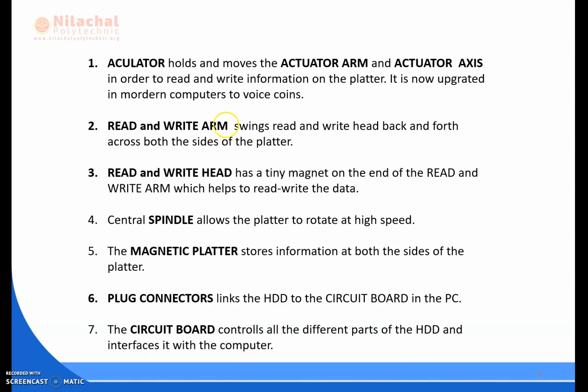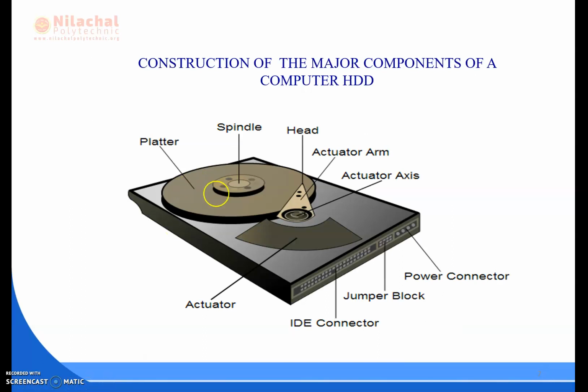So we have already discussed the read-write arm and read-write head. Next we will see what a spindle is. As I have already told in this image, the spindle is something that holds all the platters, and the spindle motor at the end rotates the platter so that the read and write head can read or write digital information all over the platter.